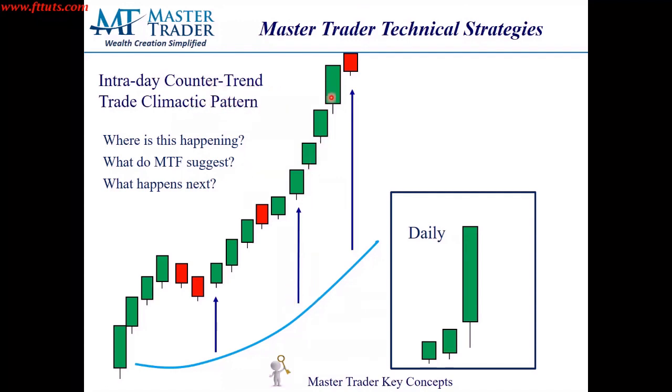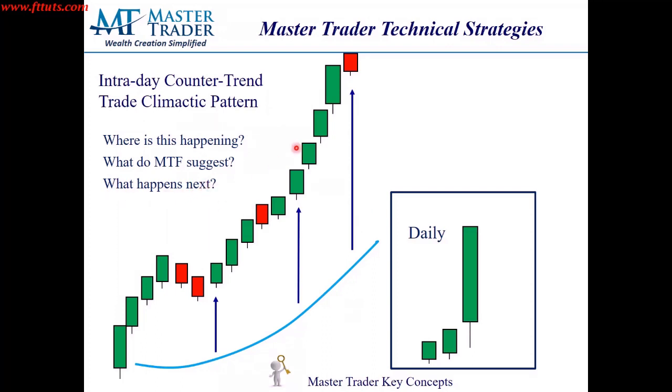So here prices are far away from the 20, and what I'm showing you here is to observe this from the point of view of this being an intraday chart. And I say, well, where is this happening? Is it into resistance? What do multiple time frames suggest? So a climactic sell setup, and I'm looking at all of these here from the long side that we've been looking at so far. You just turn them upside down for the climactic buys.